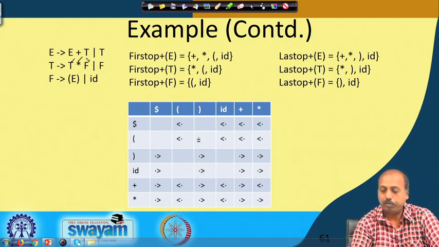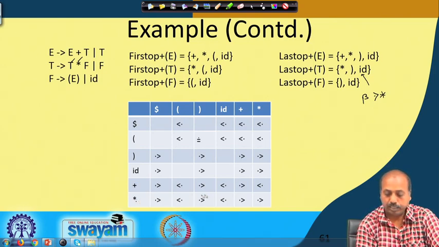Now, last of plus of this thing has got star, close parenthesis, and ID. So, if this is the set beta, from here I am taking beta. So, beta should be greater than star. So, star should be greater than star. That is done here. Star should be greater than close parenthesis, done here. Then star should be greater than ID.